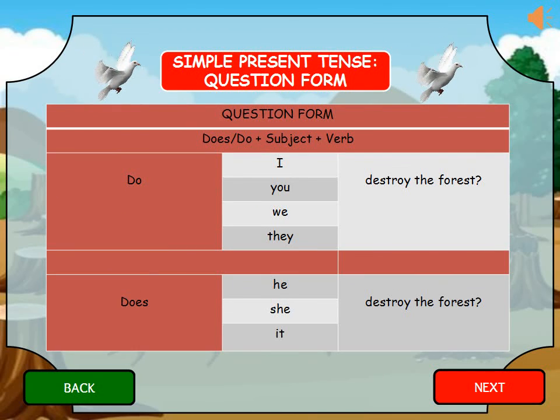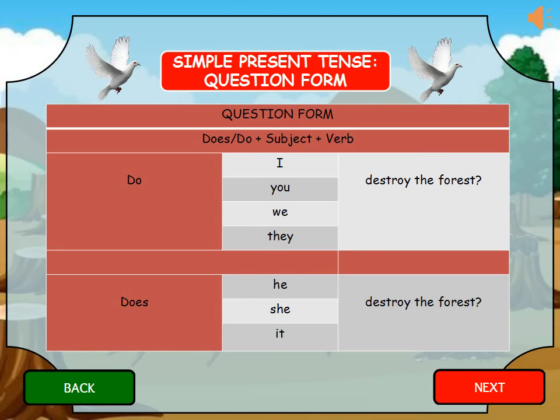Simple present tense question form. For this question form, do and does are added in front of the subject. For plural of I, you, we, they, do will be added in front. For example, do I destroy the forest? Do you destroy the forest? Do we destroy the forest? Or do they destroy the forest?